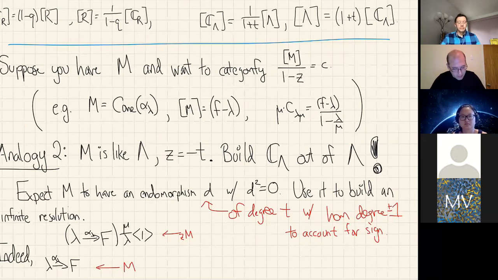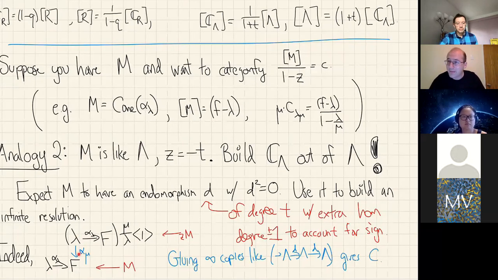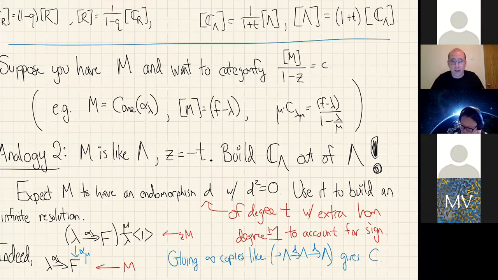So here's M, and here's the appropriate shift of M, such that the map D should have this degree. And lo and behold, our map D is just the other eigenmap. D sends the scalar part of this cone into the F part of the cone, and if I square it, it sends the F part of the cone to zero, so D squared is zero. So this is a way to construct a map D, an endomorphism of the cone for which D squared is zero. And if you glue infinitely many copies together, this is exactly our construction of C lambda.